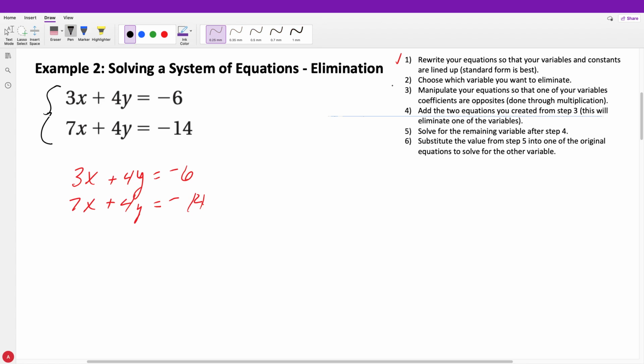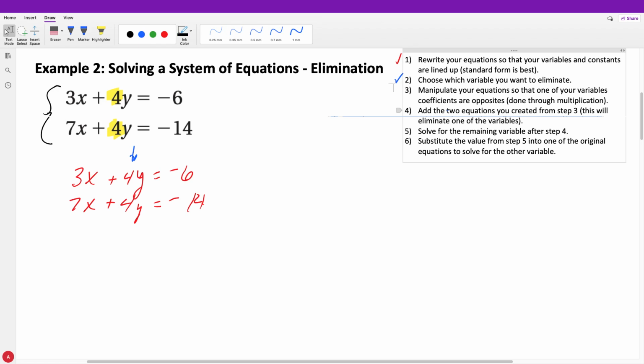Okay, so now the next thing is to choose which variable we want to eliminate. And remember, we're going to be strategic. None of my variables here are opposite signs. However, I see that my y is a +4 for both of them. So since they're the same number, it's going to be really easy for me to manipulate my y's to get them to be opposite numbers. So I'm choosing y to eliminate. But remember, you can choose any variable you want.